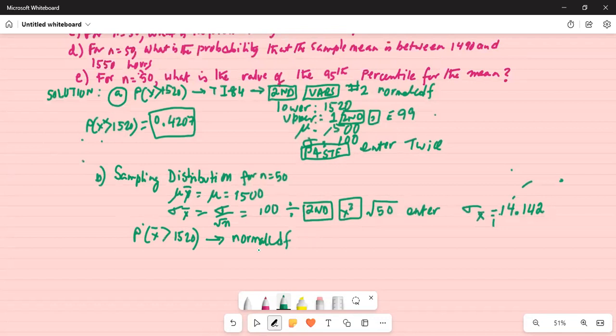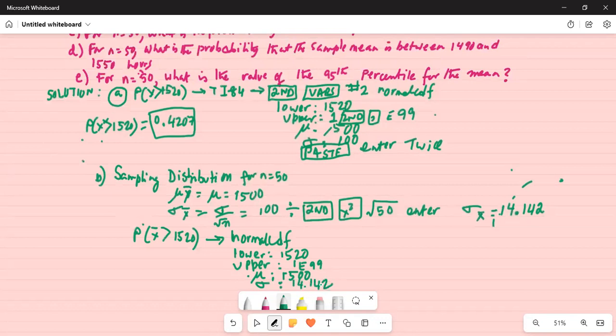Lower is, I'm starting from 1520. My upper is 1E99, same as before in part A. And my mu is the same as part A, which is 1500. My sigma, however, changes, and is now 14.142.